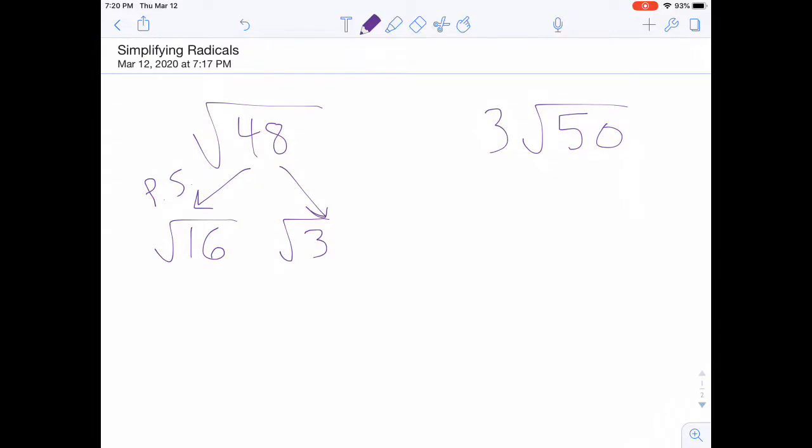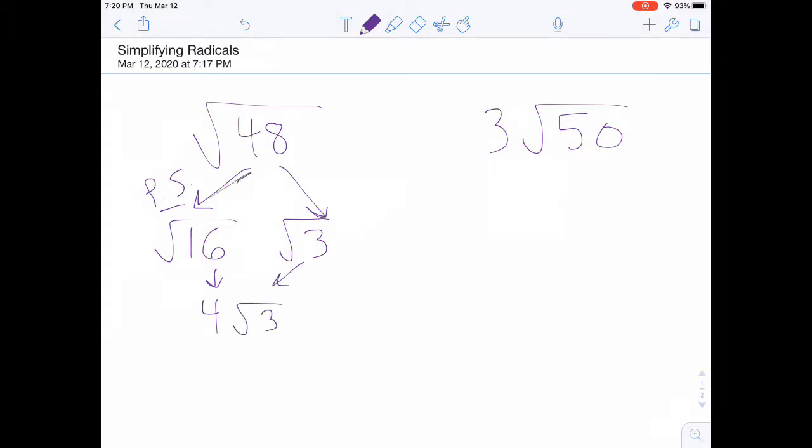So my perfect square on the left-hand side, square root of 16. Whatever's left on the right-hand side, square root of 3. Then I look to simplify here. The square root of 16 is 4, all right? And the square root of 3 cannot be simplified. That just stays as square root of 3.